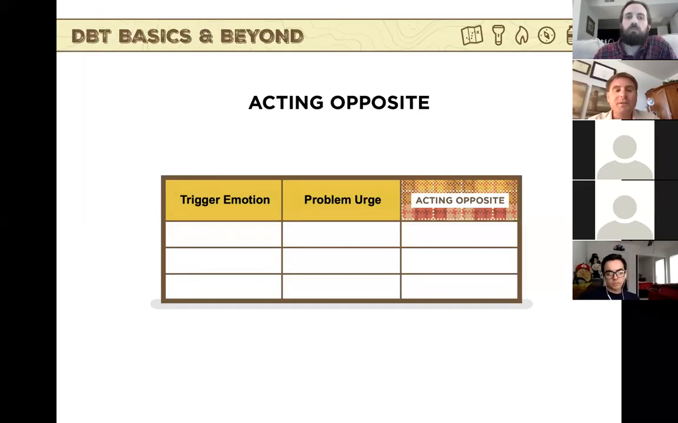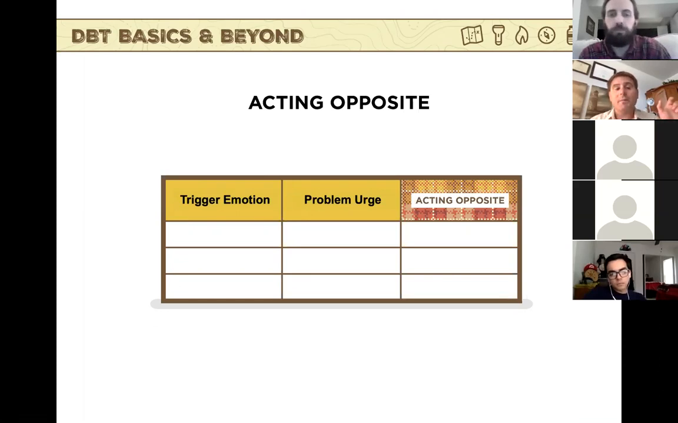So let me just use depression really quickly as an example. That's a pretty common trigger emotion many of your clients might face. So depression would go in the first column. From there, you would help the client identify the urges associated with depression. So when you feel depressed, what do you feel like doing? It might be staying in bed all day. It might be isolating. It might be overeating. It might be oversleeping. It might be some kind of self-harm, right? It might be indiscriminate sex. It might be drugs.